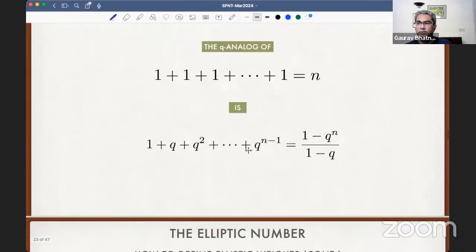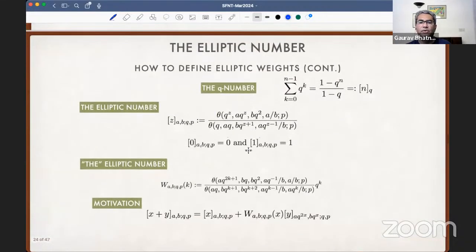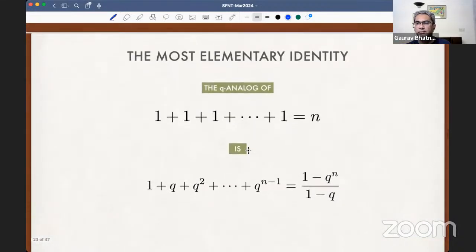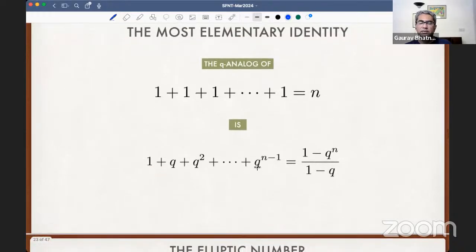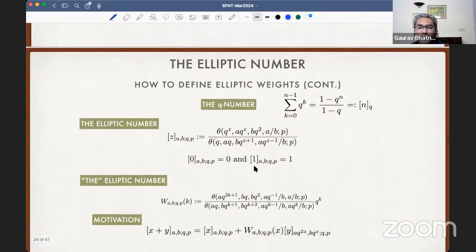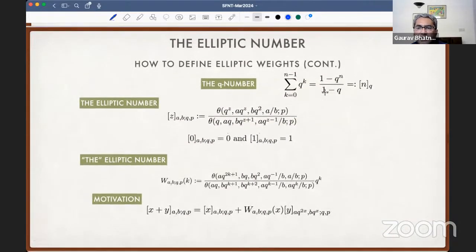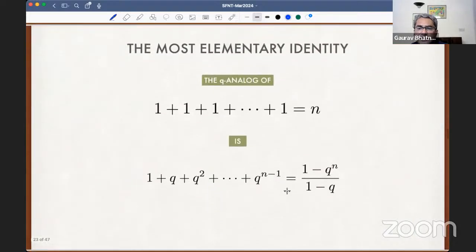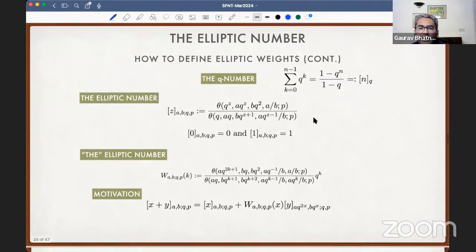So these are examples of what are called telescoping identities. The simplest elementary identities we were looking at were things like sum of integers and things like that. So this is how we define an elliptic number using this geometric sum, and then we have an elliptic number. So this is the Q number. The elliptic number is defined like this, again through similar things.